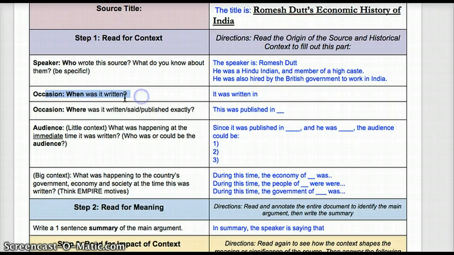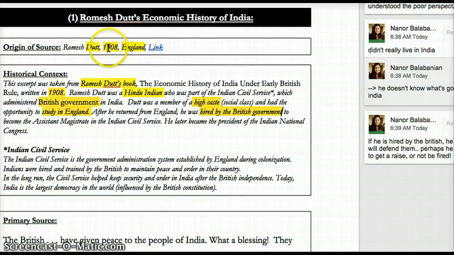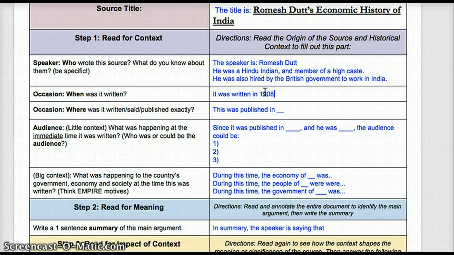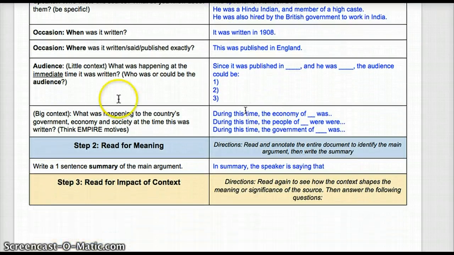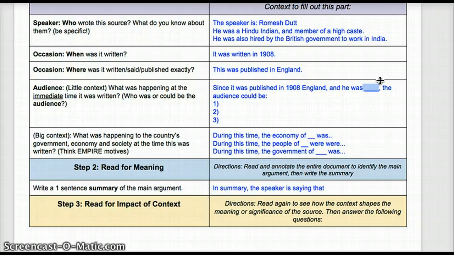Okay, when was it written and where was it written? 1908, England. It was written in 1908. This was published in England. Okay, what was happening at the immediate time it was written, or who could be the audience? Well, since it was published in 1908 England, and he was working for the British government.